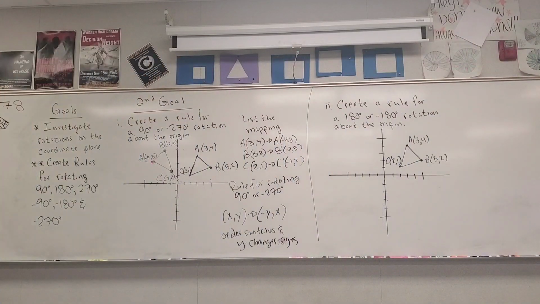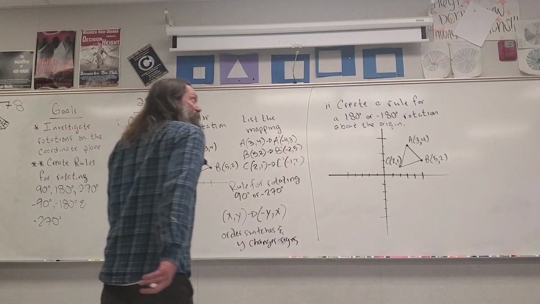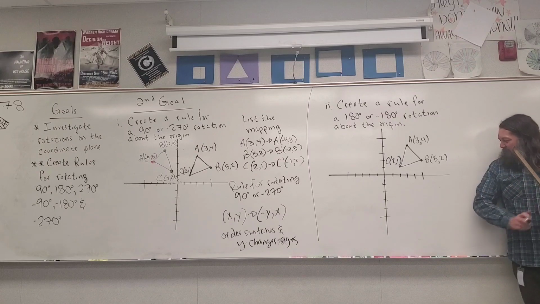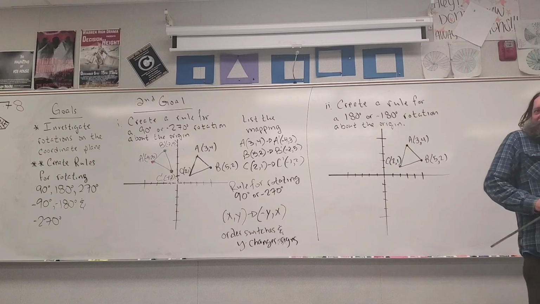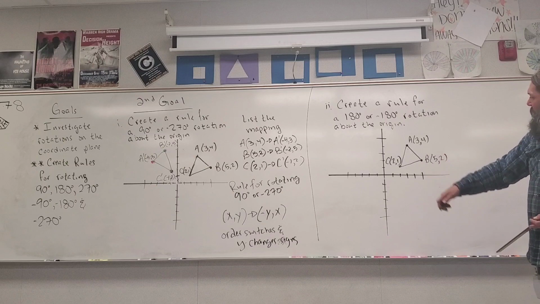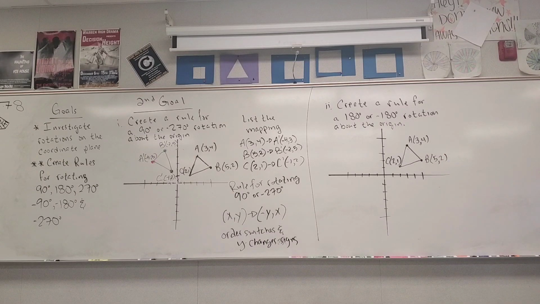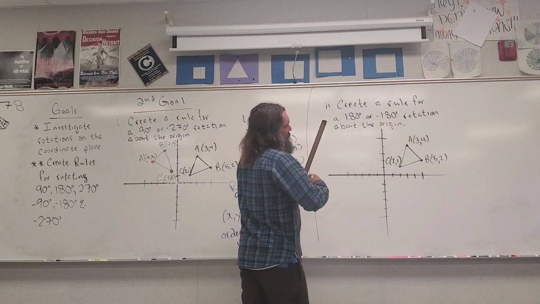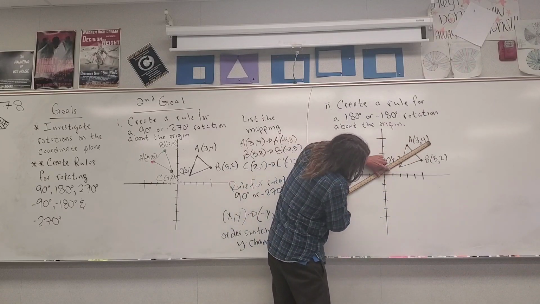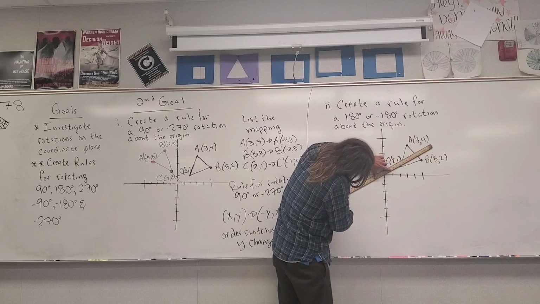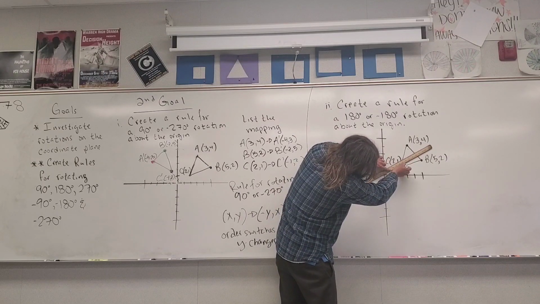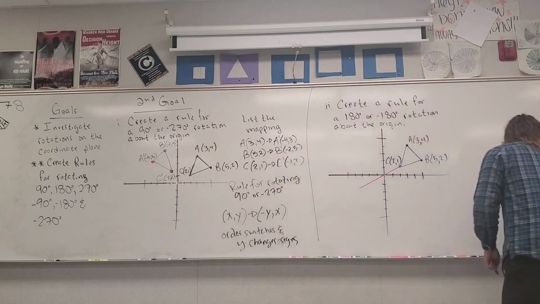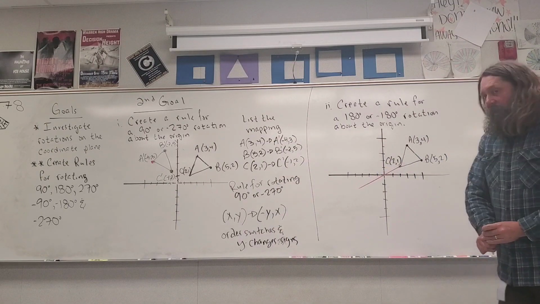All right, so let's create a rule for 180 degrees or negative 180 degrees. This one's a little easier to make because I don't have to draw a right angle. I'll just draw a straight line, figure out how far that point was, and then I get my primes a little bit easier. So let's see here. Going through the origin. For my C, I go like that. Okay, let me find how far away it is.